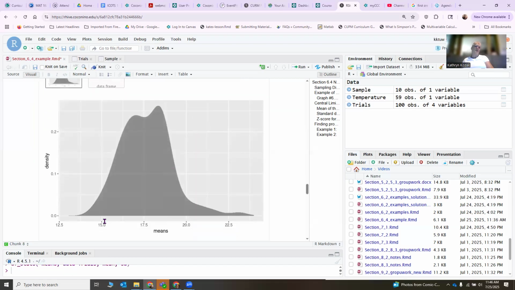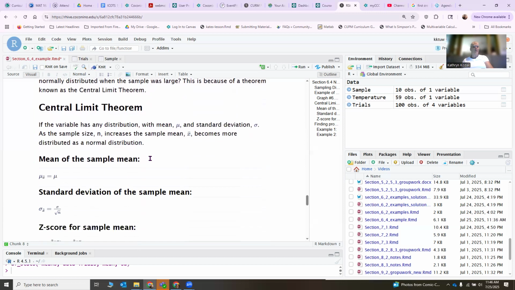And it doesn't look perfect. So again, that 30 is just kind of an approximation, just kind of a standard we use. It's not too bad, but it wasn't perfect.